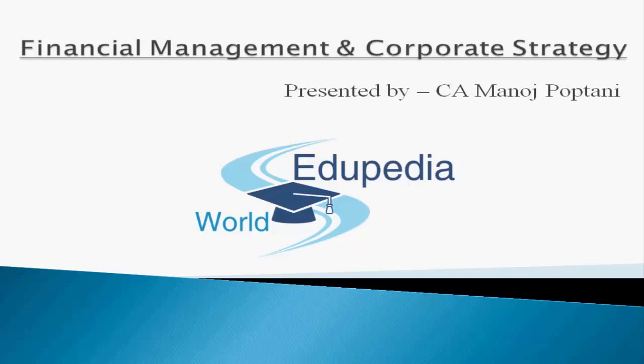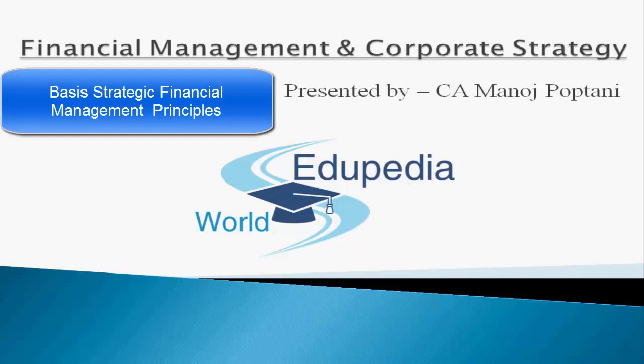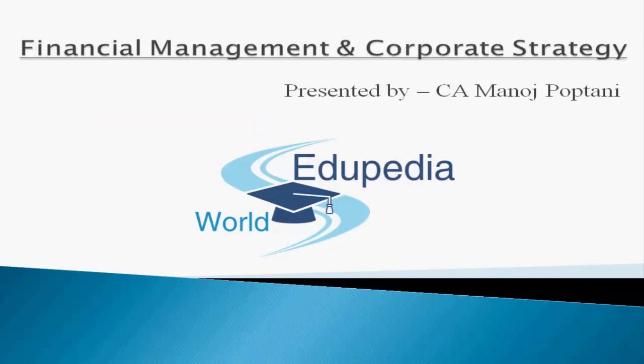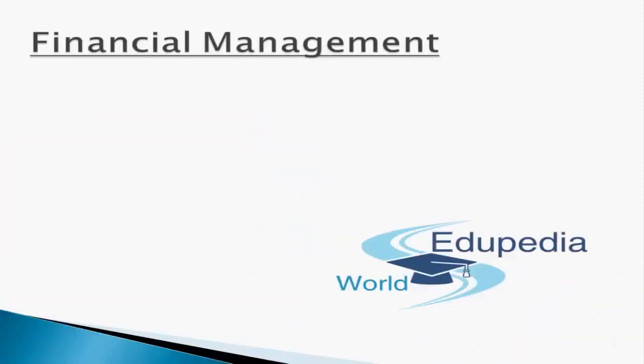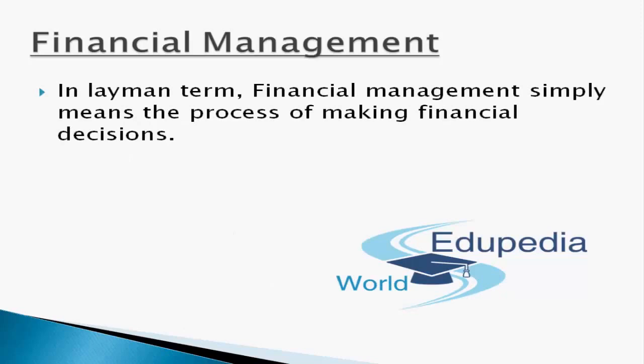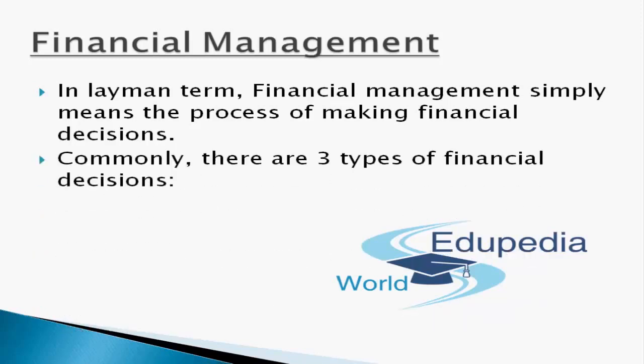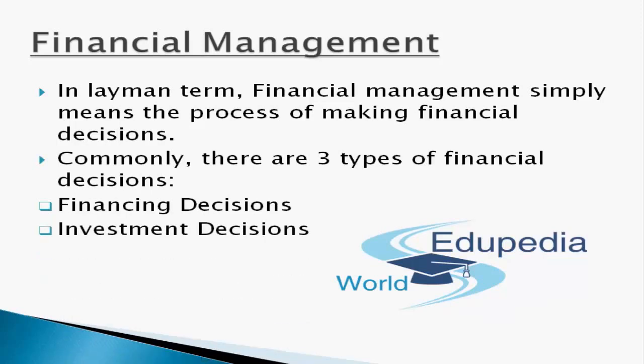So let's begin with today's topic. Today, we are going to cover the basic strategic financial management principles and related analogies in this presentation. Before starting out with what is strategic financial management, let's first consider financial management. In layman's terms, financial management simply means a process of making financial decisions. Commonly, there are three types of financial decisions: financing decision, investment decision, and dividend decision.